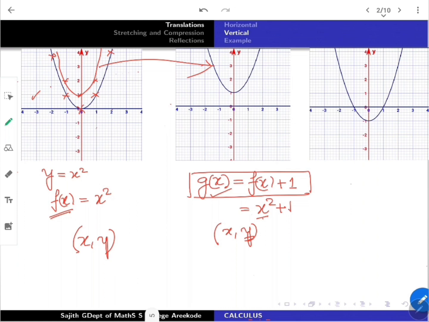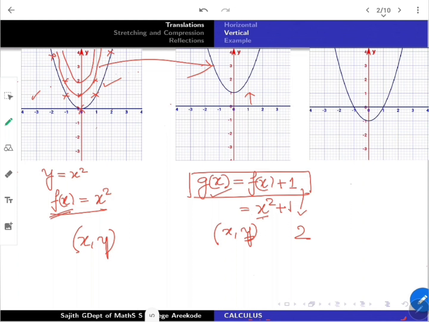Which means, given the function f of x equals x squared, and we know the graph is this one, then g of x, which is given by f of x plus 1, is obtained just by translating the whole graph of f of x 1 unit vertically up. Instead of this constant 1, if I put 2, that is f of x plus 2, all the discussions will be valid and the parabola is shifted 2 units vertically up.